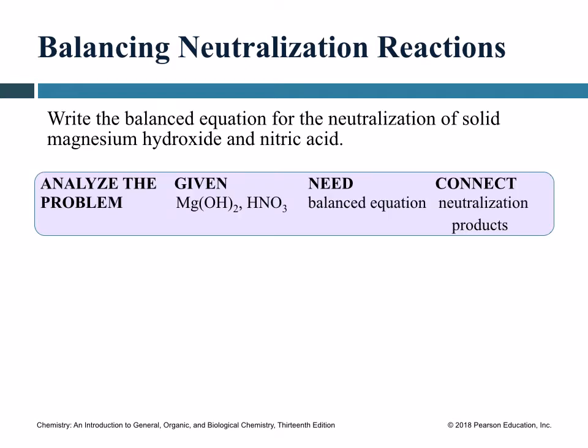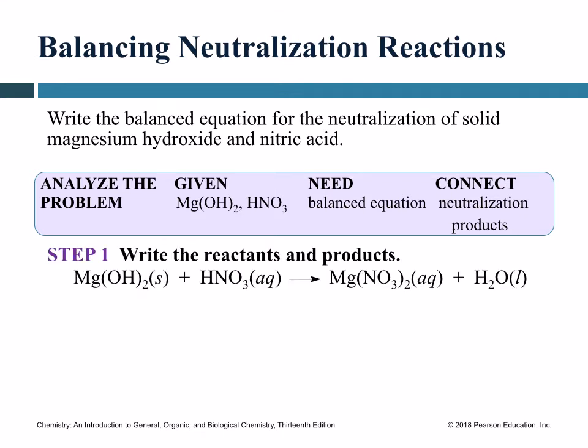You are given the reagents magnesium hydroxide and nitric acid. You need to write a balanced equation for this reaction. In step 1, write the reactants and products. Since it is a neutralization reaction, it produces salt and water. The H+ from the acid and the OH- from the base form water, while the remaining ions, magnesium 2+ and nitrate, form the salt, magnesium nitrate.